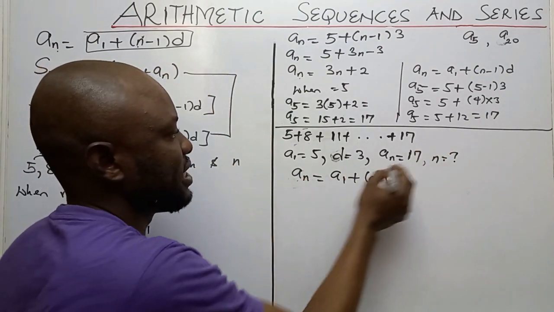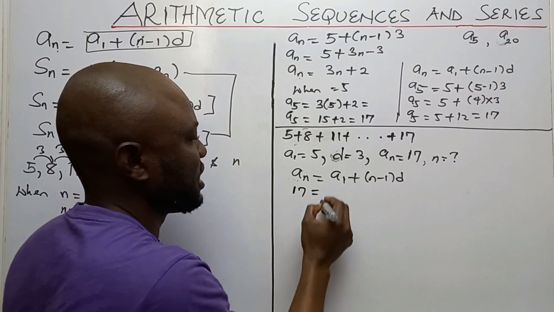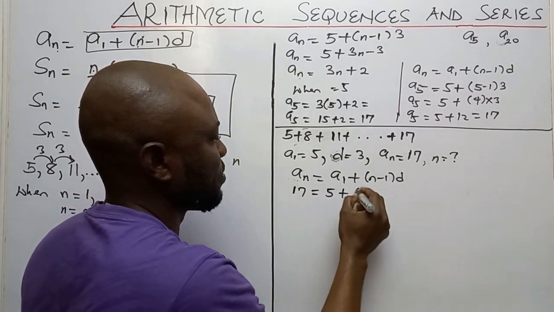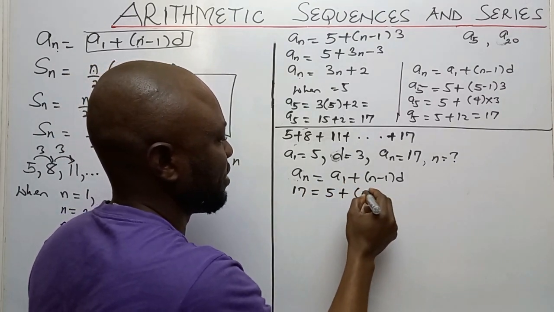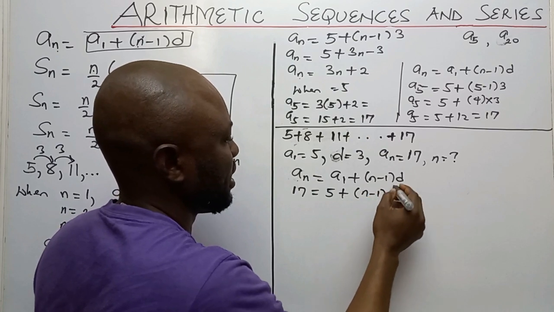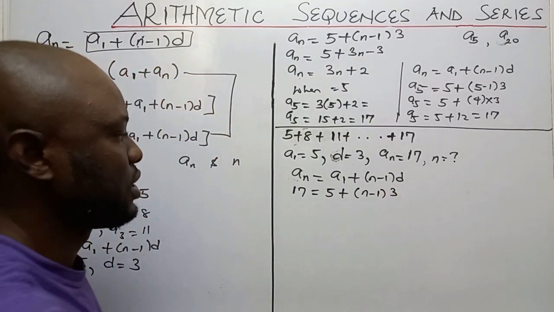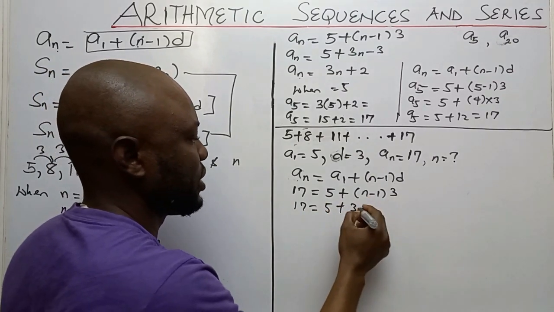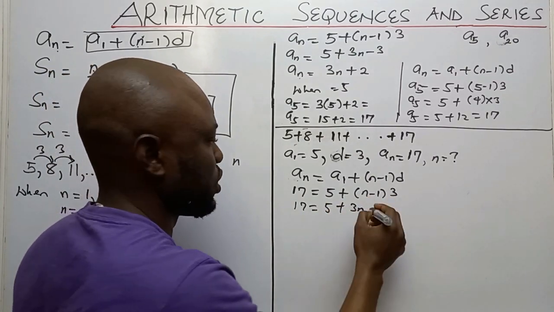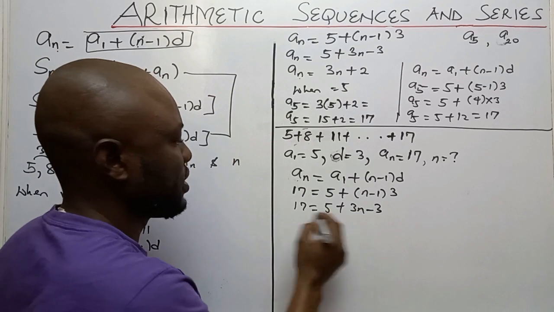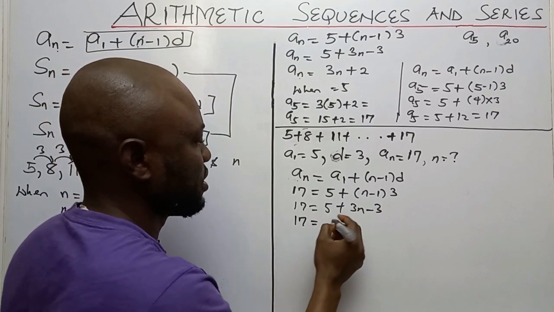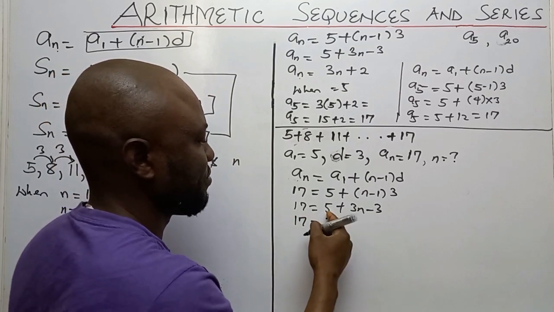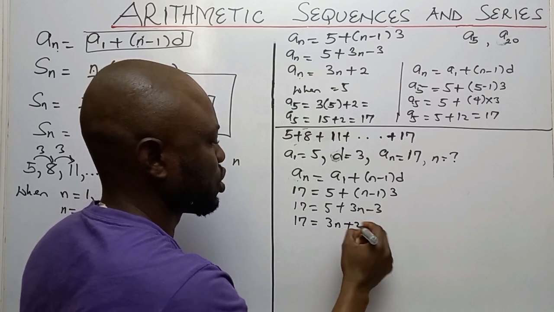So a sub n is 17, so I'm going to plug in 17 equals a sub 1, which is 5, plus n minus 1, and d is 3. So here is 17 equals 5 plus 3 times n, which is 3n, and 3 times minus 1 is minus 3. So this is 17 equals 3n, and 5 minus 3 is plus 2.